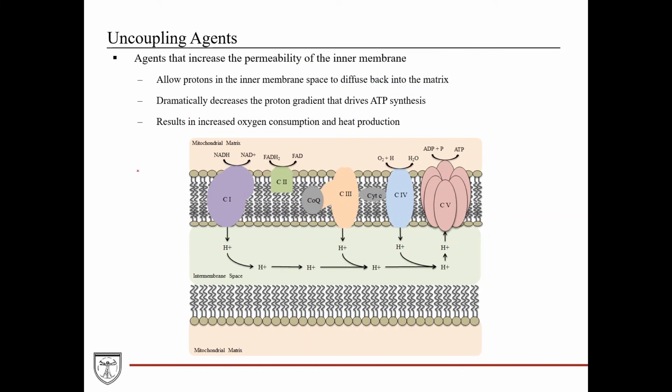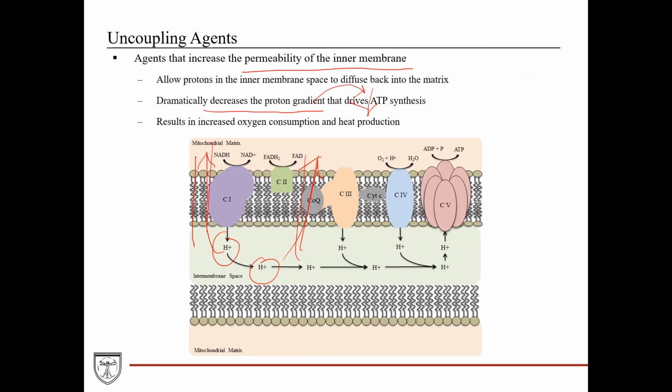All right, so lastly, we'll finish this lecture out by talking about uncoupling agents. And these are agents that increase the permeability of the inner membrane of the mitochondria. What I like to think of them as is almost poking holes in the membrane. And so what that does is it allows these protons that are being pumped from the mitochondrial matrix via these complexes in the electron transport chain to leak out from the intermembrane space back into the mitochondrial matrix. And what that does is it dramatically decreases that proton gradient that drives ATP synthesis. So you have dramatically decreased ATP synthesis as a result of that. And that's why these uncoupling agents can have significant effects on energy production.